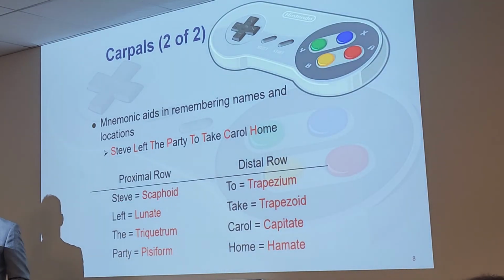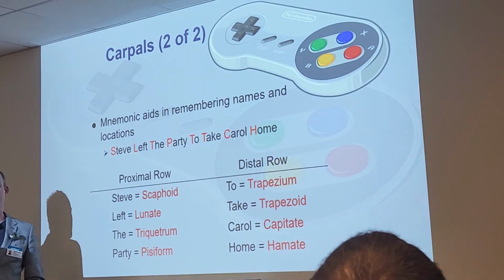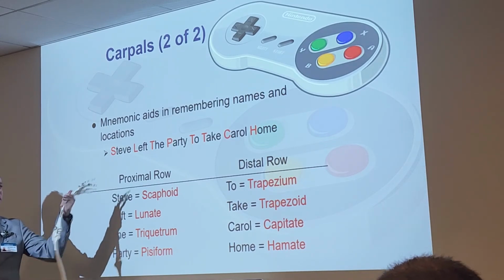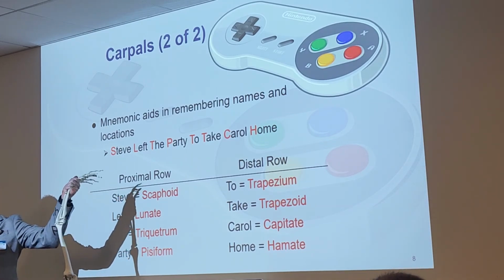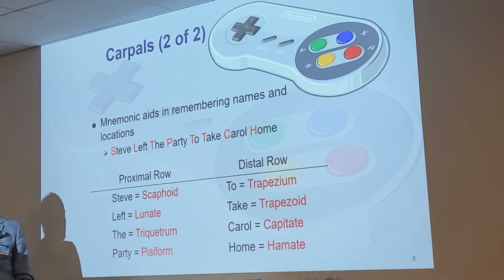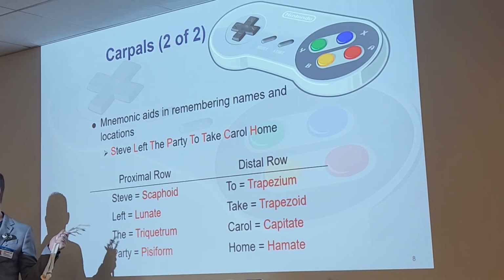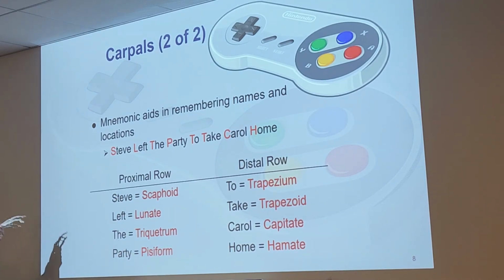Now, mnemonics. If you're having trouble memorizing those wrist bones, you don't have to use mine, but you can come up with any crazy wording you want. Come up with mnemonics when it comes to memorizing these large numbers of bones in a piece of anatomy. Steve left the party to take Carol home. The most common ones used for wrist bones.